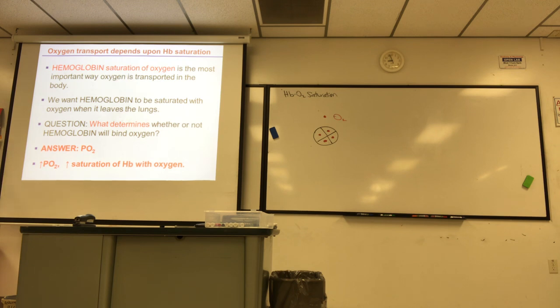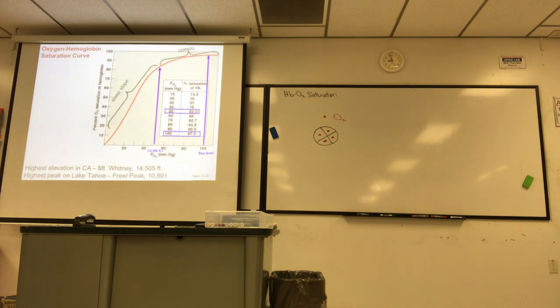So, question: what determines whether or not hemoglobin will bind oxygen? Answer: PO2. We just go right back to that. If the partial pressure of O2 is high, saturation is high. Those two go hand in hand. So even though a PO2 of 104 millimeters of mercury is basically a low value, that number determines saturation, which is super important.